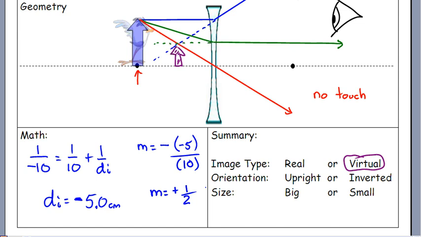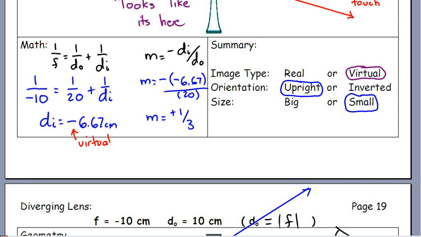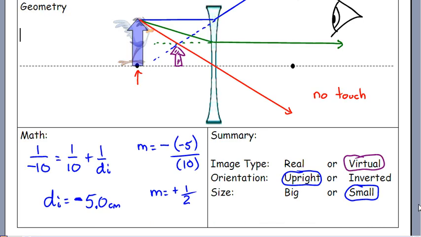And so once again, we've got this story where it's upright, right, because of that positive. I can see in the picture as well that it's upright, and it's small. Okay, it's maybe not the same smallness as before, but if I look back at the previous example, yeah, that one was also upright and small. It was 1/3 as big. This one here is half as big. Now, don't get me wrong.